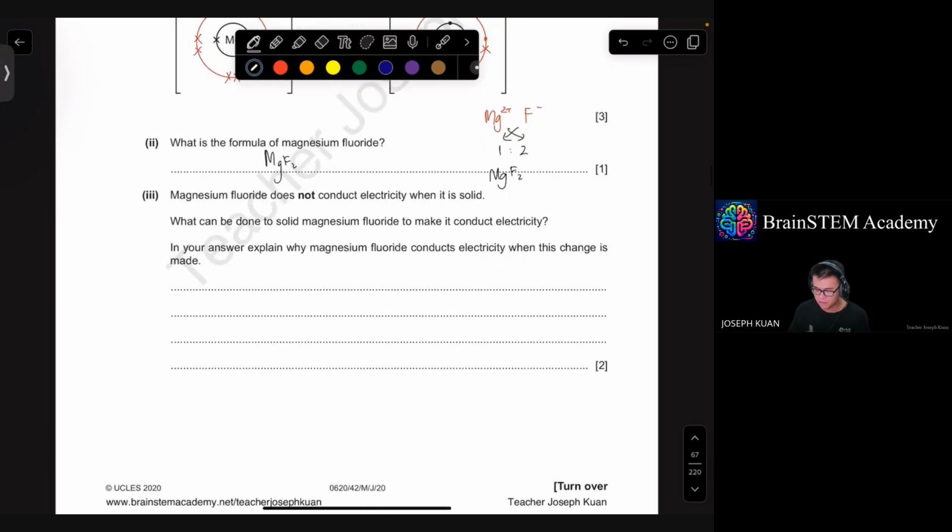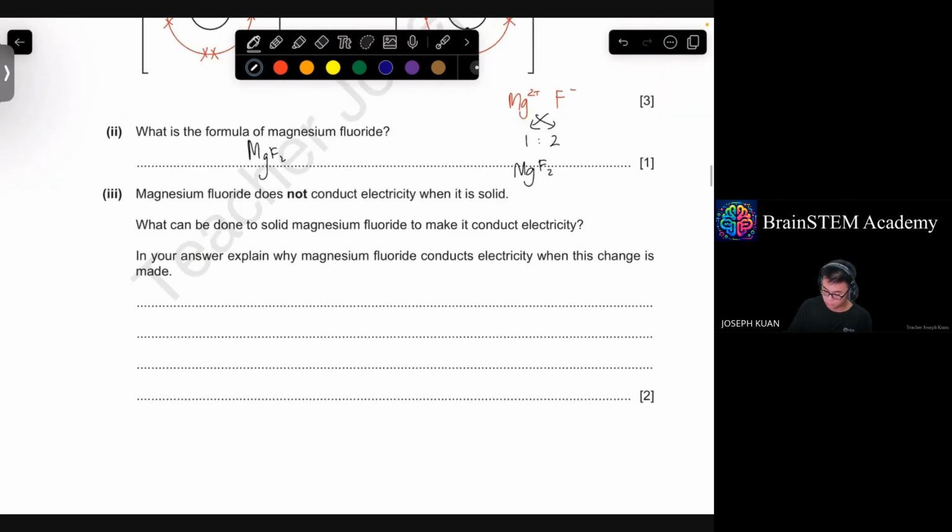Next question, magnesium fluoride does not conduct electricity when it is solid. What can be done to solid magnesium fluoride to make it conduct electricity? In your answer, explain why. Magnesium fluoride conducts electricity when this change is made. So we are trying to answer what can be done for this solid to conduct electricity. We were also asked to explain why.